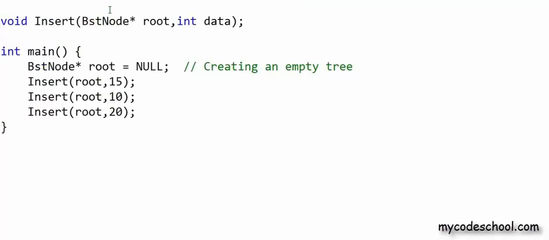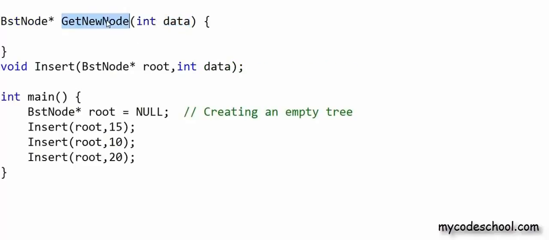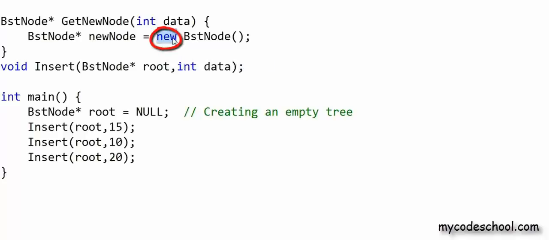Before I write the logic for insert function, I want to write a function to create a new node in dynamic memory or heap. This function getNewNode should take an integer, the data to be inserted, as argument, create a node in heap using new or malloc, and return back the address of this new node. I'm creating the new node here using this new operator. The operator will return me the address of the newly created node, which I'm collecting in this variable of type pointer to BST node. In C, instead of new operator, we will have to use malloc. We can use malloc in C++ as well. C++ is only a superset of C. Malloc will also do here.